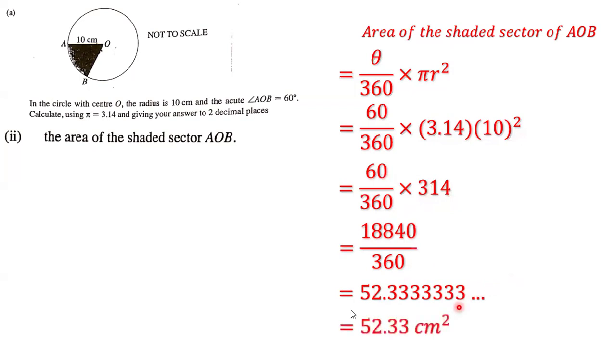But if we were writing this answer correct to 2 decimal places, it's going to be 52.33. And that's because if you look at this 3, it's less than 5. And once it's less than 5, we cannot add 1 to this 3, so we just do not round up. We just put 52.33 and the rest of the 3's we eliminate. And so our answer here is 52.33 centimeters squared. And that's the answer to this question.